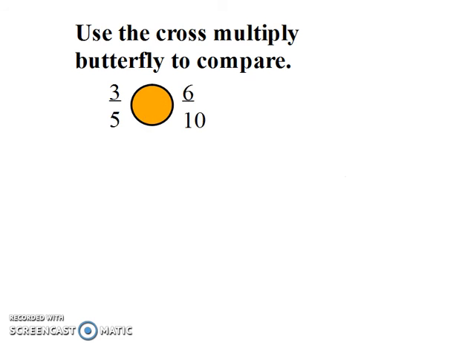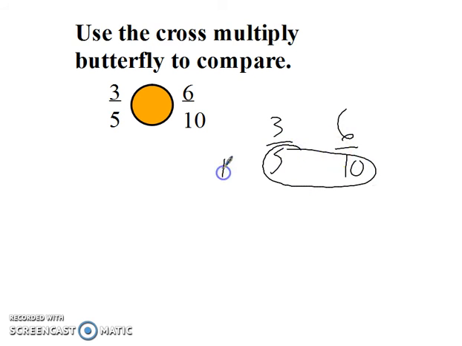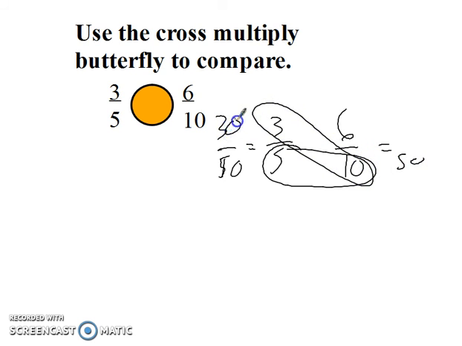Try one more. We got 3/5 and 6/10. Get my new denominator. 5 times 10 is 50. On this side I got 3 times 10, which is 30. And 6 times 5, which is also 30. Oh, 30 50ths and 30 50ths, so they're equal.